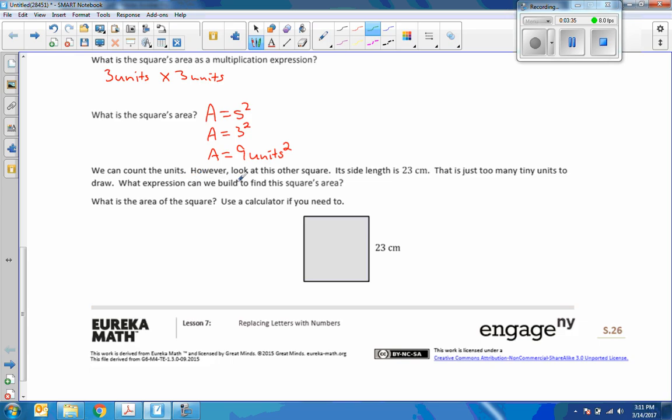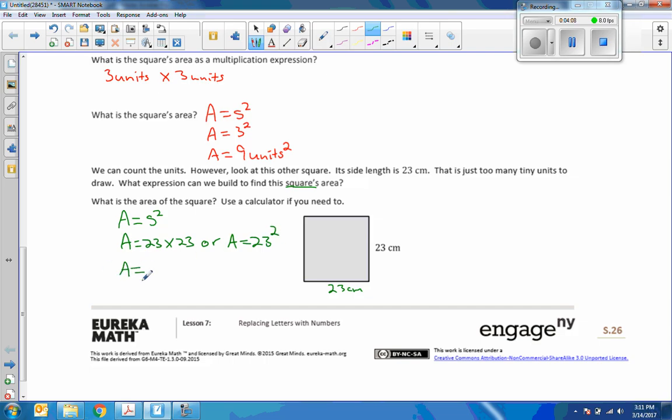Okay? So what we really need to do is use an expression to find the square's area. So what is the area of the square? Use a calculator if you need to. So I'm going to be writing this formula again. Area equals side squared. Since it's a square, and we're told it's a square, then I know that this is also 23 centimeters. The area of a square is side squared, so A equals 23 times 23, or the area equals 23 to the second power, or squared.